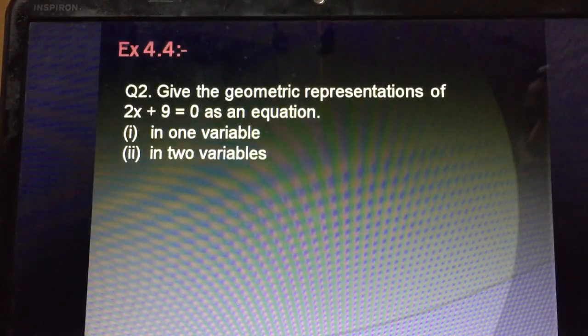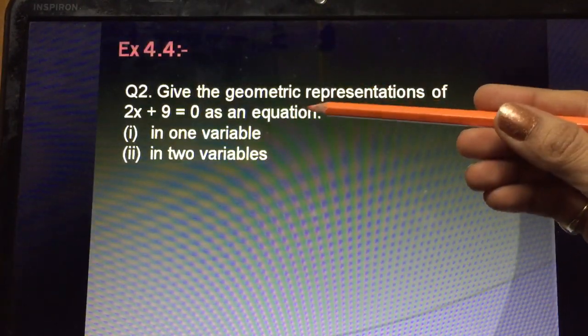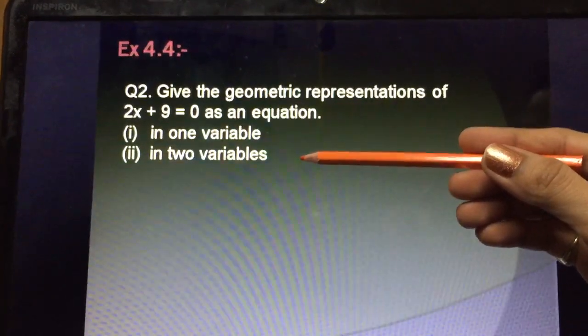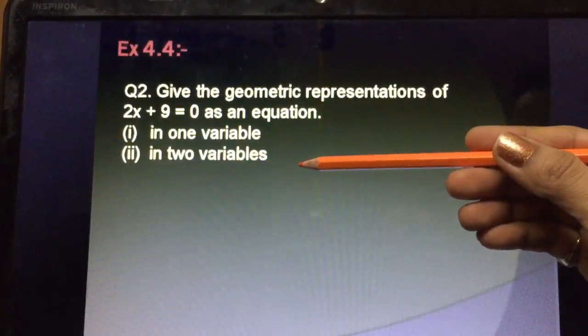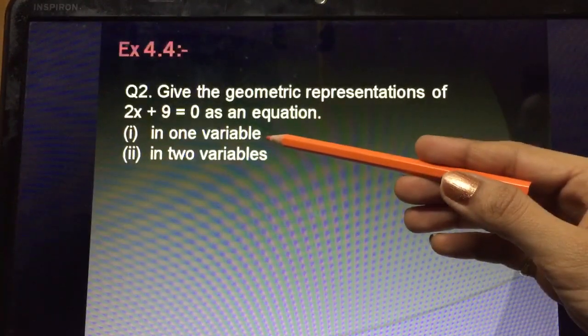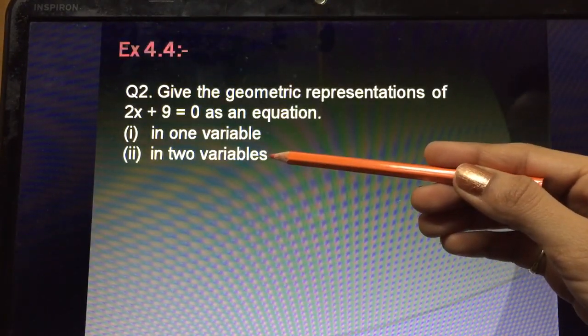Question number 2. Give the geometric representations of 2x plus 9 equal to 0 as an equation in one variable and in two variables. Like we did in the previous question, same we have to do here. First we have to do it as a one variable, means on a number line, and then two variable means in a Cartesian plane.